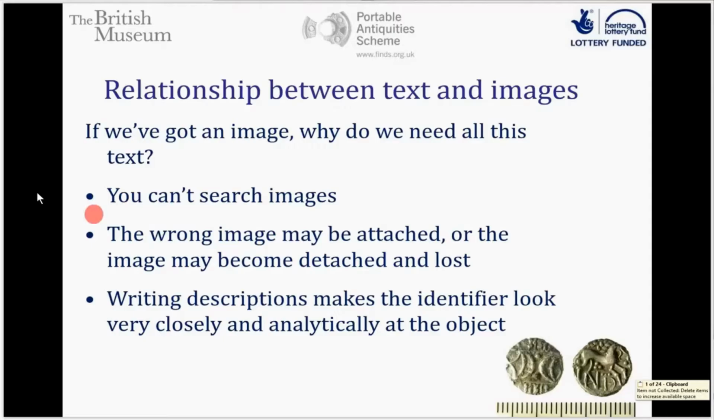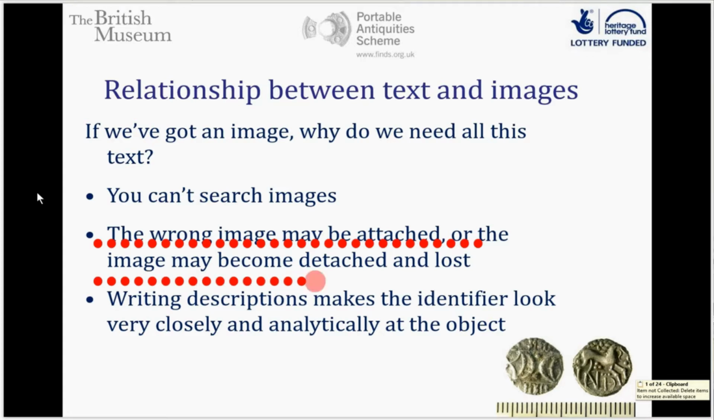So this relationship between text and images: the illustrators often say, oh, we've got an image, why do I need all this text as well? Well, we've seen you can't search images, not exactly. You can't give the computer a shape and say, find me everything of this shape. That second one, the wrong image may be attached, or the image may become detached and lost.